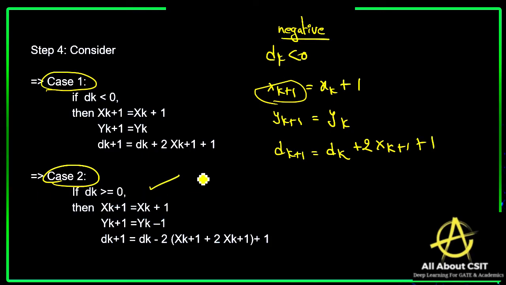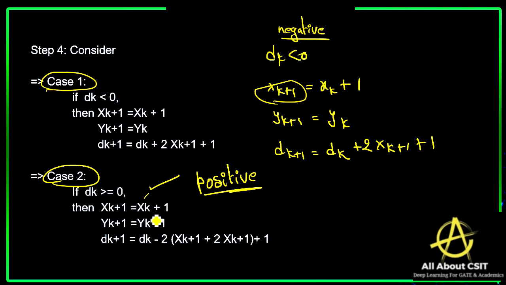Suppose it is greater than or equal to 0. That means it is a positive number. Then what you have to do? Dk greater than or equal to 0 means first perform xk plus 1 is equal to taking the previous value and adding one to it.